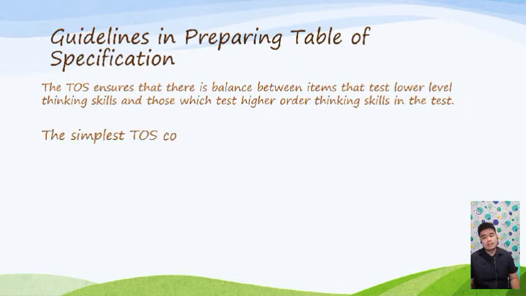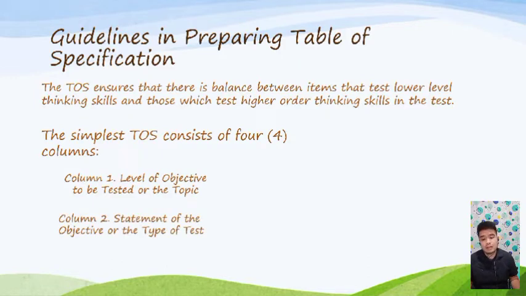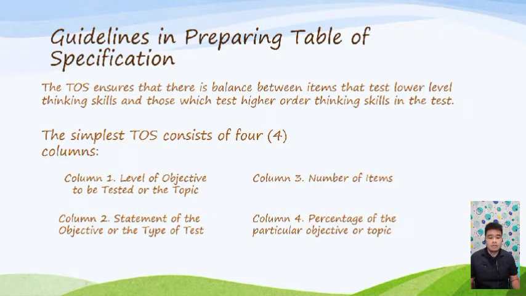So the simplest TOS consists of four columns. In the first column, we have the level of objective to be tested or the topic. In the second column is the statement of the objective or the type of the test. In the third column is the number of items. And in the fourth column is the percentage of the particular objective or topic.